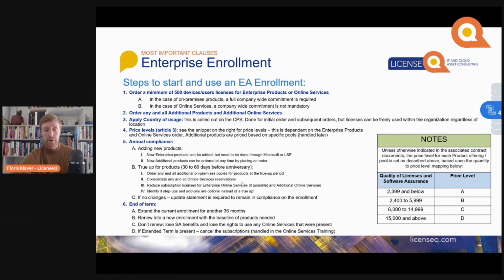Then at the end of the term, you have the option to extend your enrollment for another 36 months. You renew into a new enrollment with the baseline of products that you then need. You don't renew, and then you lose all your SA benefits and the rights to use any online service, unless extended term is in your contract. An extended term is just for cloud subscription licenses, where if you don't renew your contract, you will get a monthly invoice for the licenses against the then current list price until you cancel that extended term.